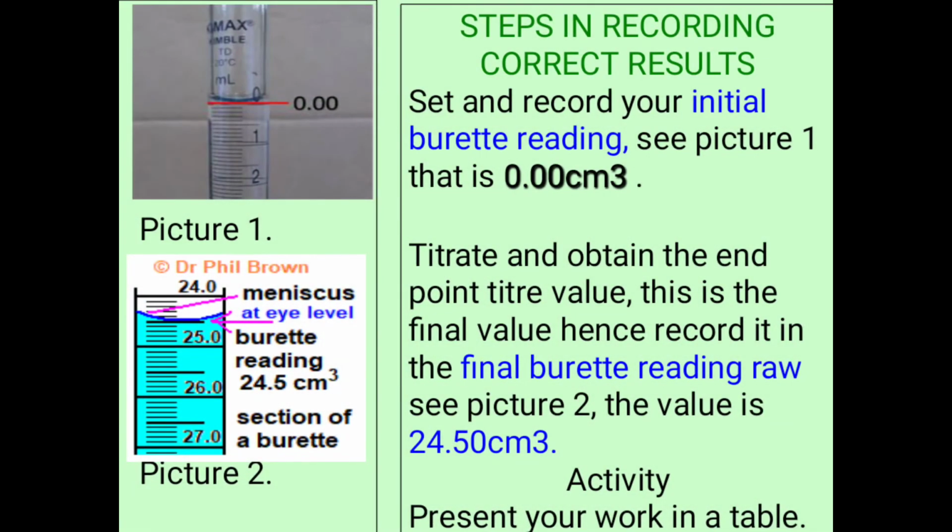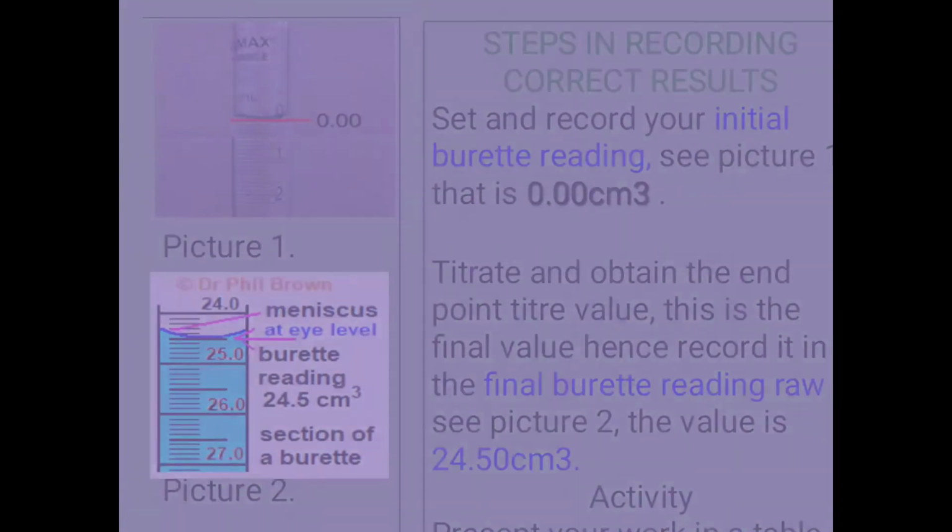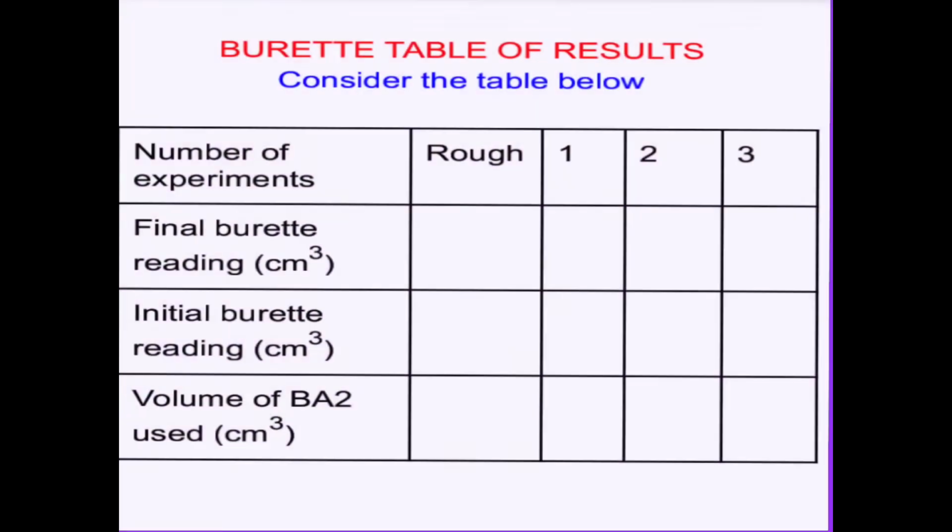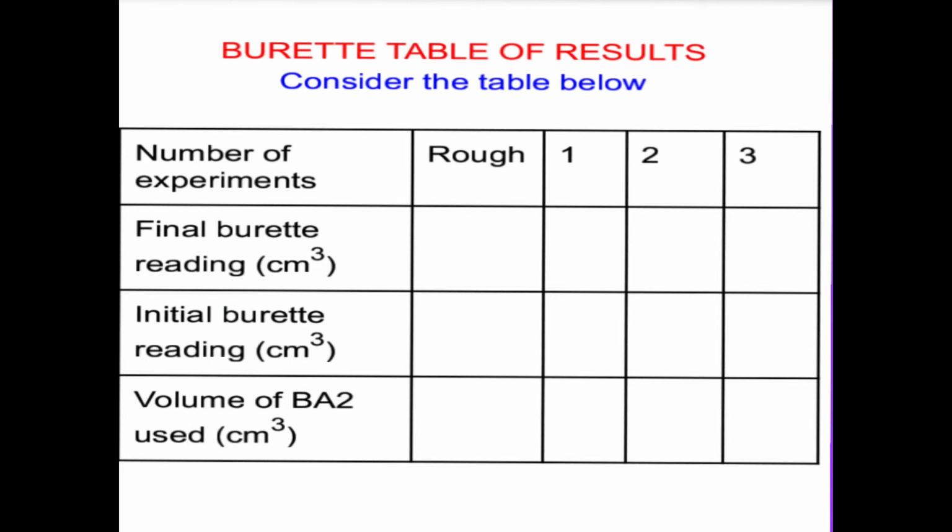Okay, so you have done that. Now this is an activity. We are going to do an activity. We are going to use that table, the one I've shown you, to enter those results there and also come up with the volume of solution used. Use that table, fill in the final burette reading, fill in the initial burette reading, and get the volume of solution used, or volume of BA2 used.